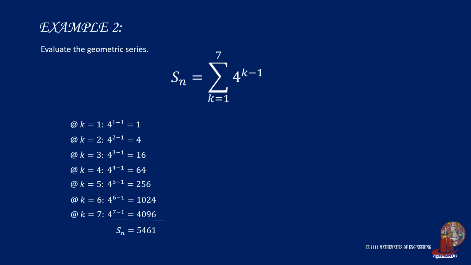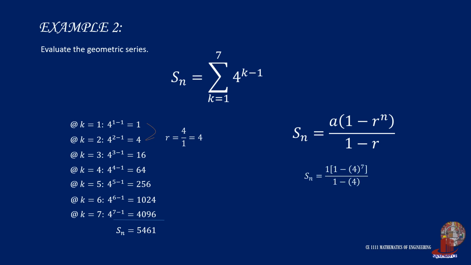A shorter method is to use the formula of geometric series with finite terms, and this is started by determining the common ratio, so finding the values of the first two terms is still viable. That is 4 divided by 1 is 4, and that is r. Substitute a, r, and n into the formula and simplify to have 5461.